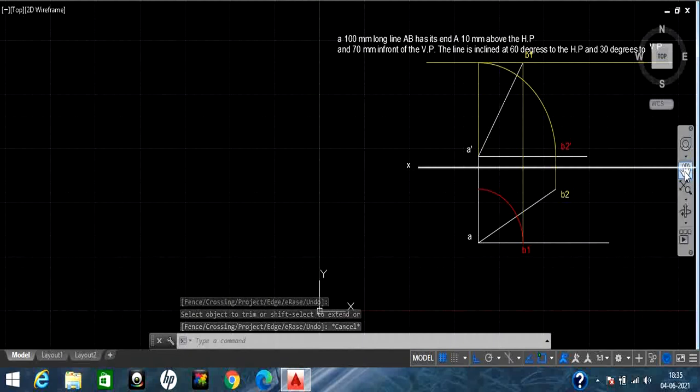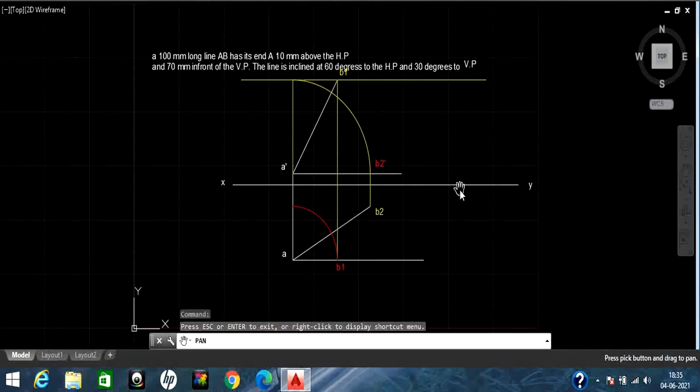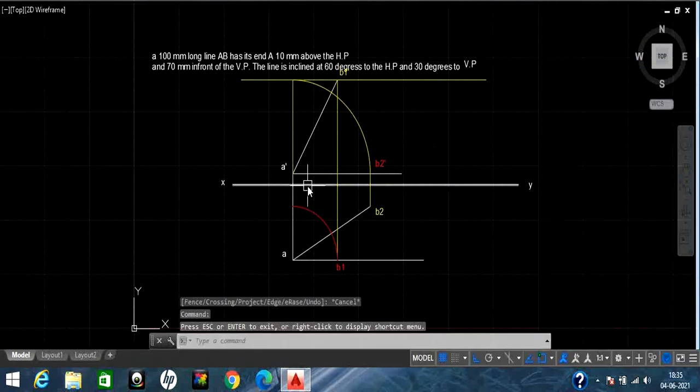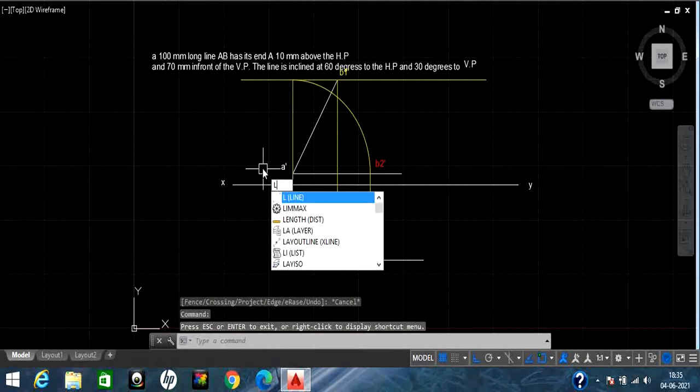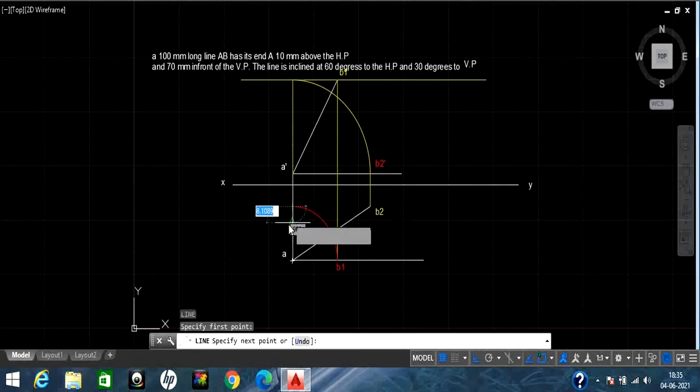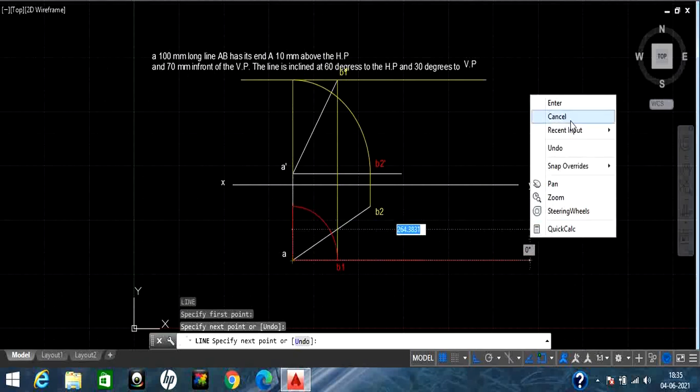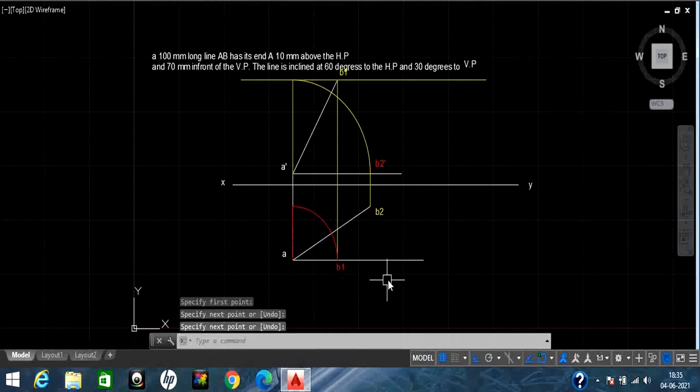After that, draw a line from here to here like this. See the screen carefully. Draw a line from here to here like this. This is the top view of this line.